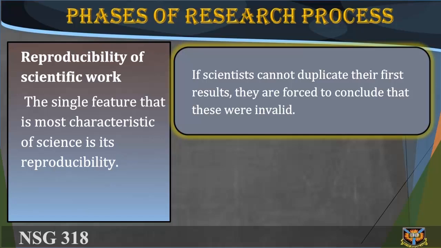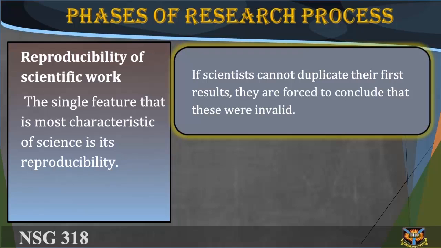Reproducibility of scientific work. The single feature that is most characteristic of science is reproducibility. If scientists cannot duplicate their first results, they are forced to conclude that they were invalid. This problem occurs often. Its cause is usually some unrecognized and hence uncontrolled factor in the experiments, e.g., unrecognized variation in the properties of different batches of the materials used in the experiments.